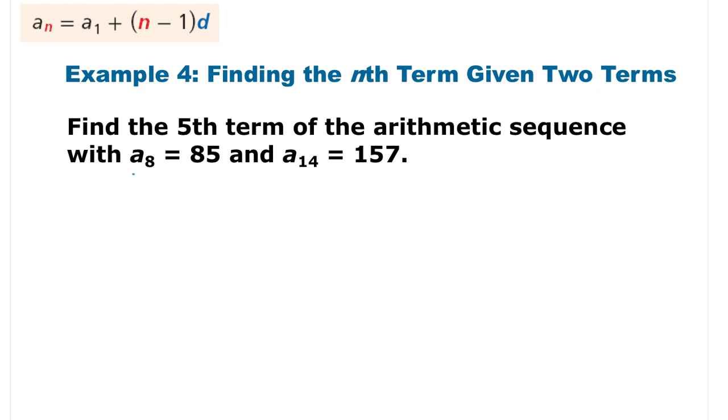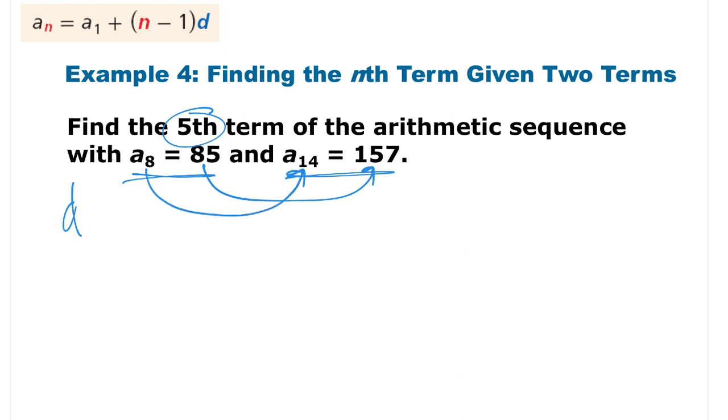Here we have two terms that they give us, and we want to find the fifth term of that sequence. So the first thing we need to know is our common difference. What are we adding every time in this sequence? And I'm noticing that I'm going from 85 to 157 over the course of 6 terms. Or in other words, I'm adding a total of 72 over the course of 6 terms. So adding 72 over 6 terms, that means that I have a common difference of 12, or adding 12 every time.